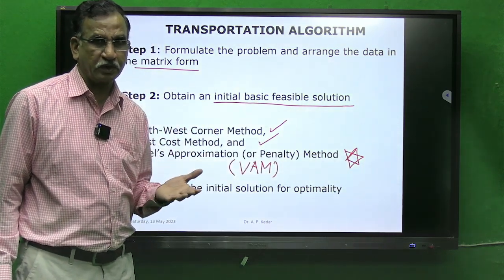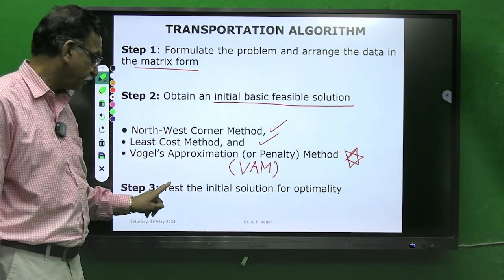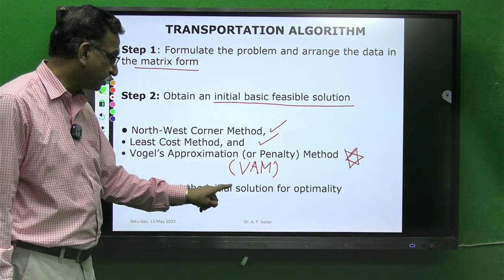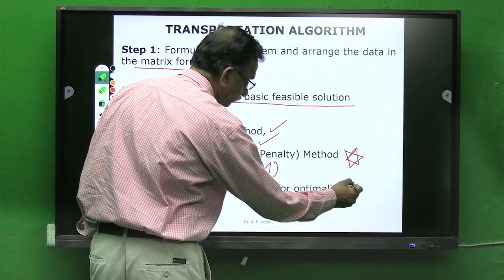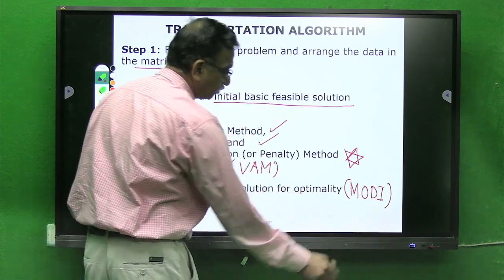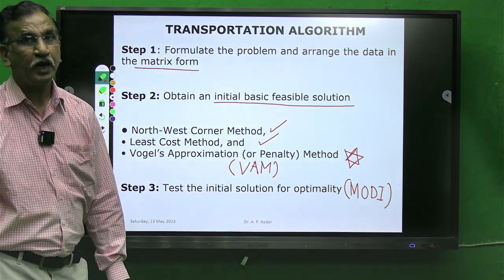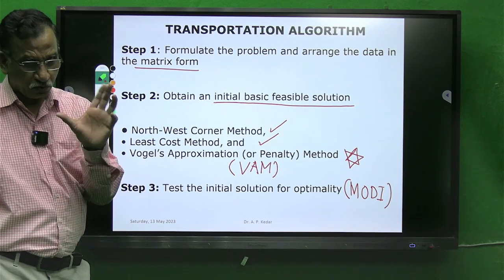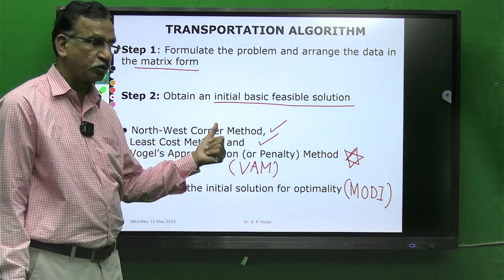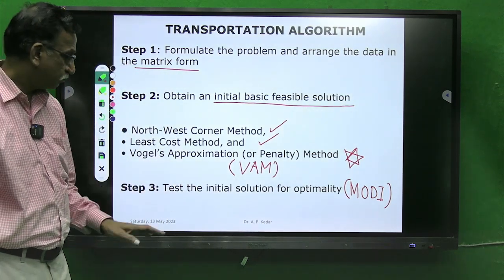So remember, in the exam or wherever you want to apply this logic, use the VAM method to find the initial solution, and then you have to optimize this VAM solution by a method called the optimality test, abbreviated as the MODI method, and MODI stands for modified distribution method. MO comes from modified, DI comes from distribution. So the modified distribution method is the method for checking whether the initial solution which we got is optimal or not. Got it?